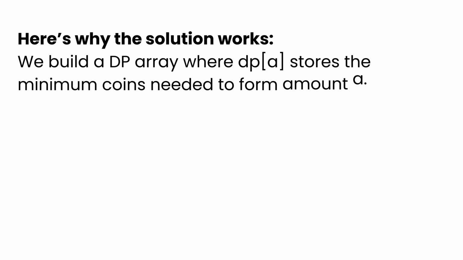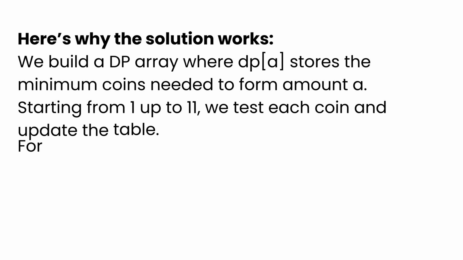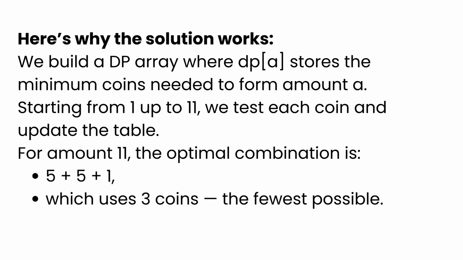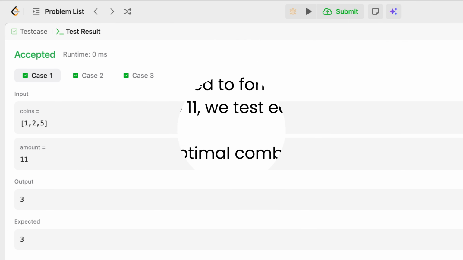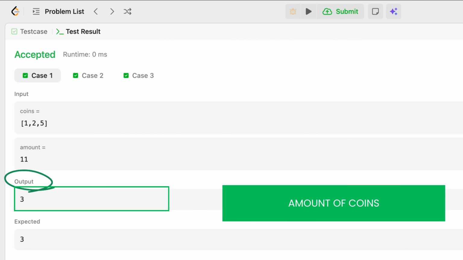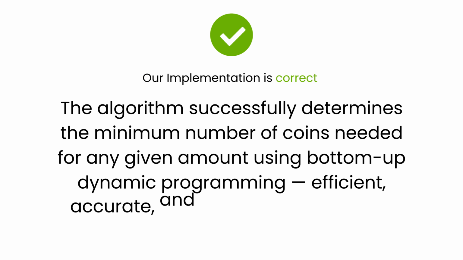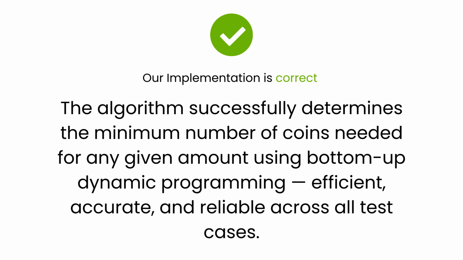We build a DP array where DP[A] stores the minimum coins needed to form amount A. Starting from 1 up to 11, we test each coin and update the table. For amount 11, the optimal combination is 5 + 5 + 1, which uses 3 coins, the fewest possible. And that's exactly what our program outputs, 3. The DP transitions work perfectly. So, our implementation is correct. The algorithm successfully determines the minimum number of coins needed for any given amount using bottom-up dynamic programming, efficient, accurate, and reliable across all test cases.